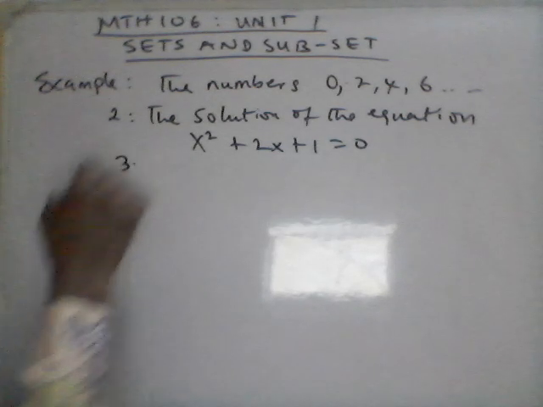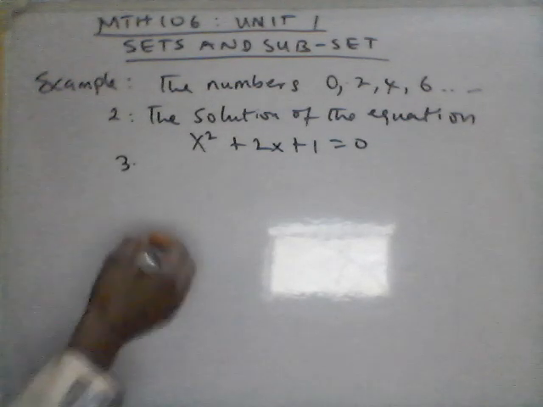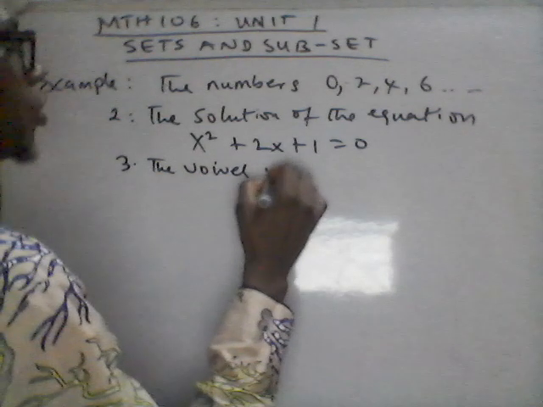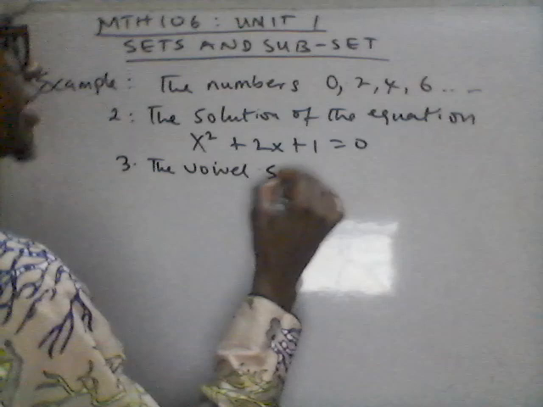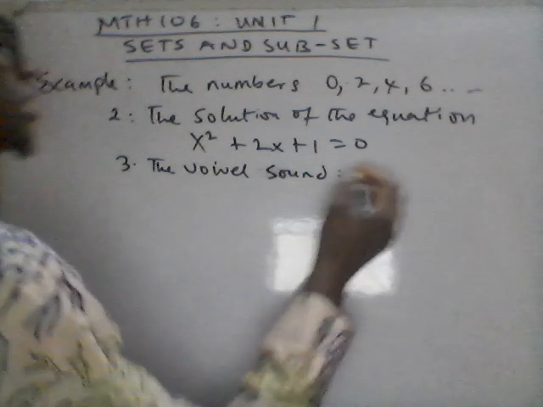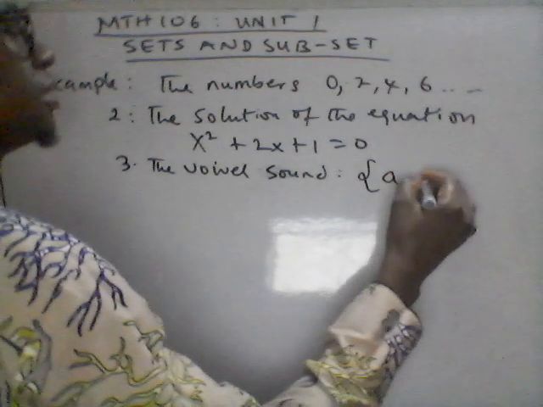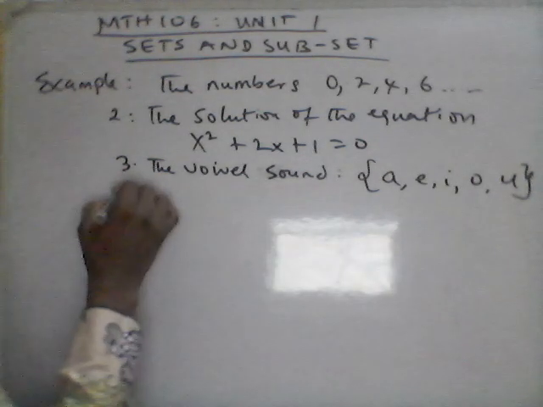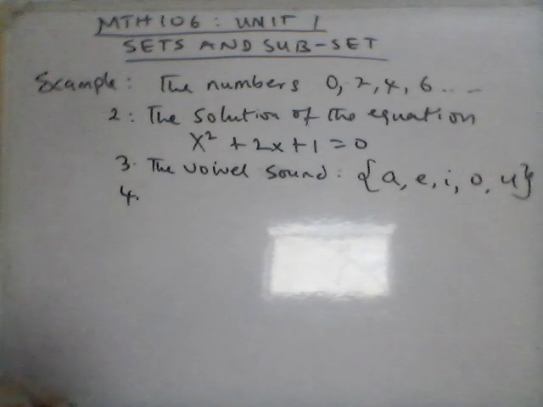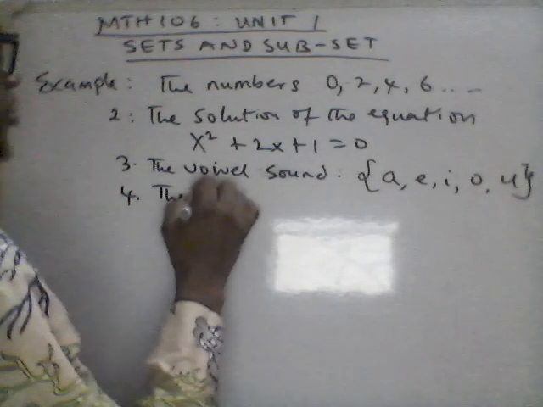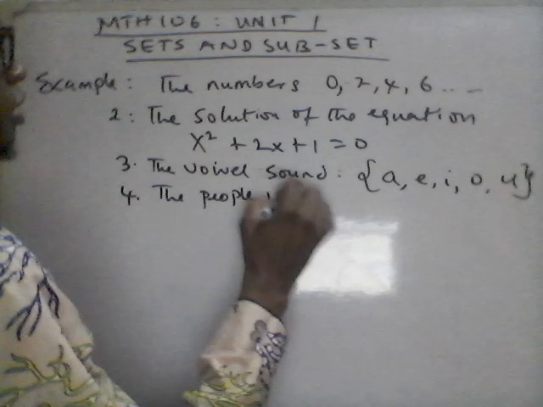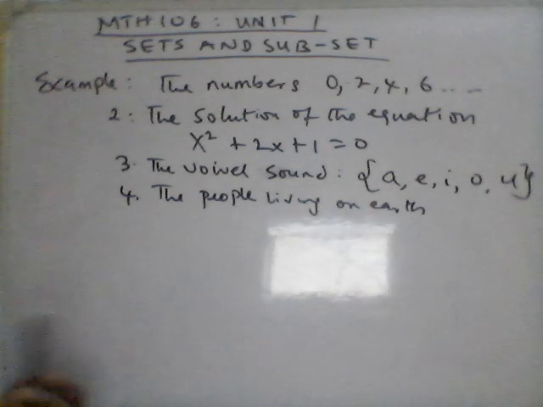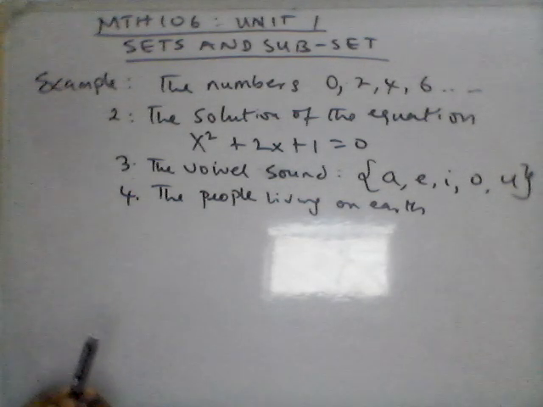Okay, so another example, number 3, is the vowel sounds. So this is another collection of similar items. Now the vowel sounds are only 5. We all know that. The vowel sounds are A, E, I, O, and U. Okay, so this is another set. And we have the people living on Earth is a set. Okay, there are many examples, but we can just stop here.